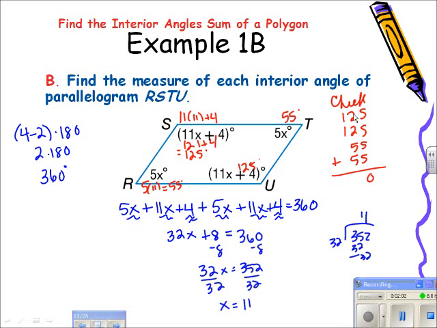So this would be 20, 2, 4, 6, and 10 is 16, and that's 360. So I know I've got it right. So the measure of angle S was 125. Measure of angle R was 55. Measure of angle T was 55. And the measure of angle U was 125.